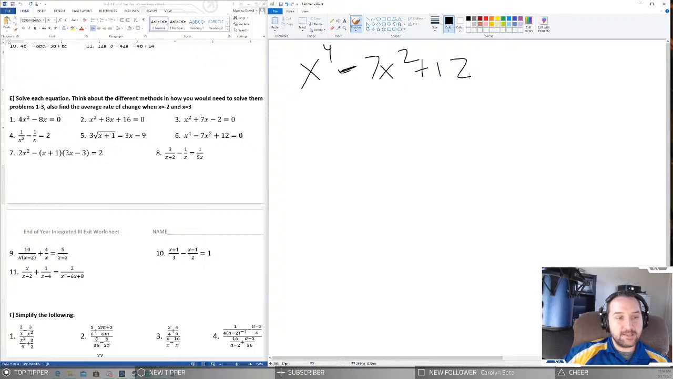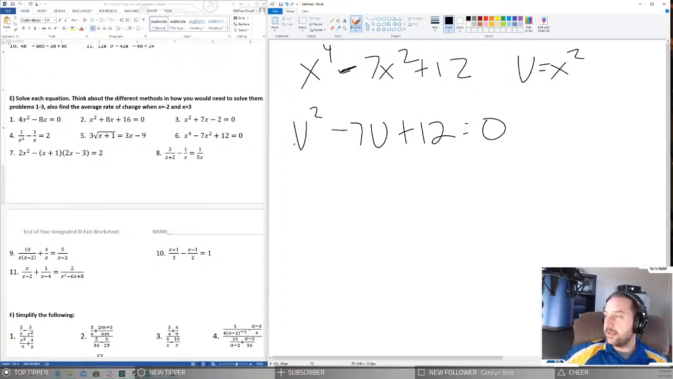This is a quadratic type equation, so if I said u equals x squared, I can say that this is u squared minus 7u plus 12. And then I can solve from there. So, dot, dot, dot.